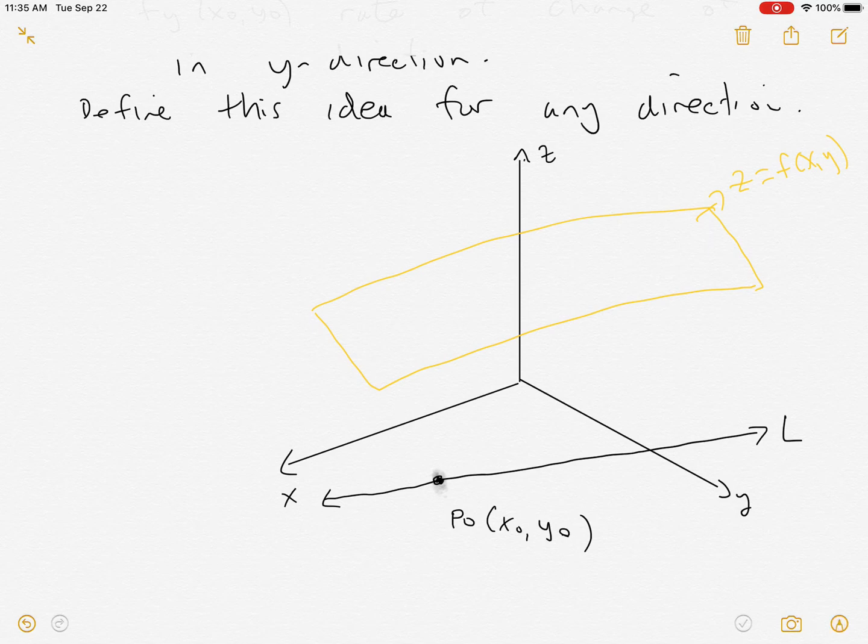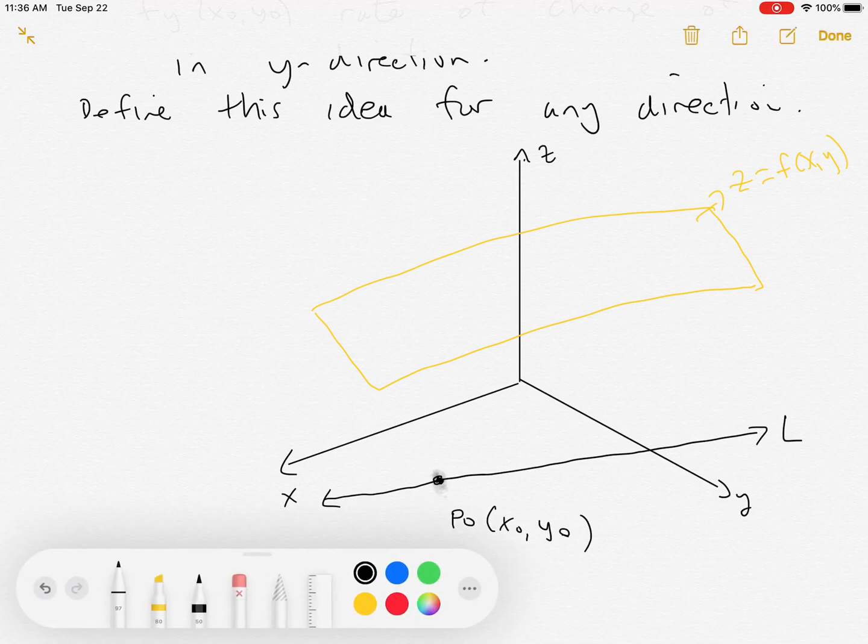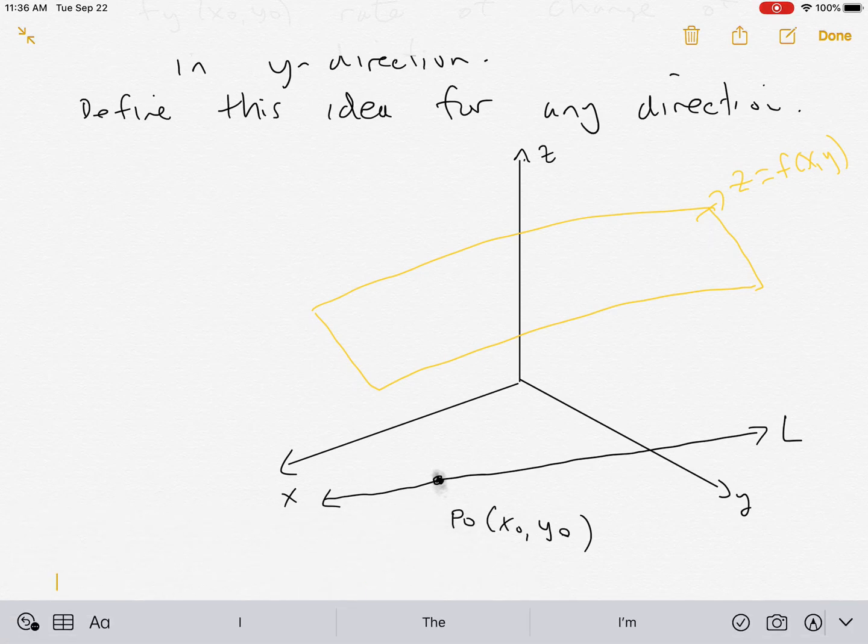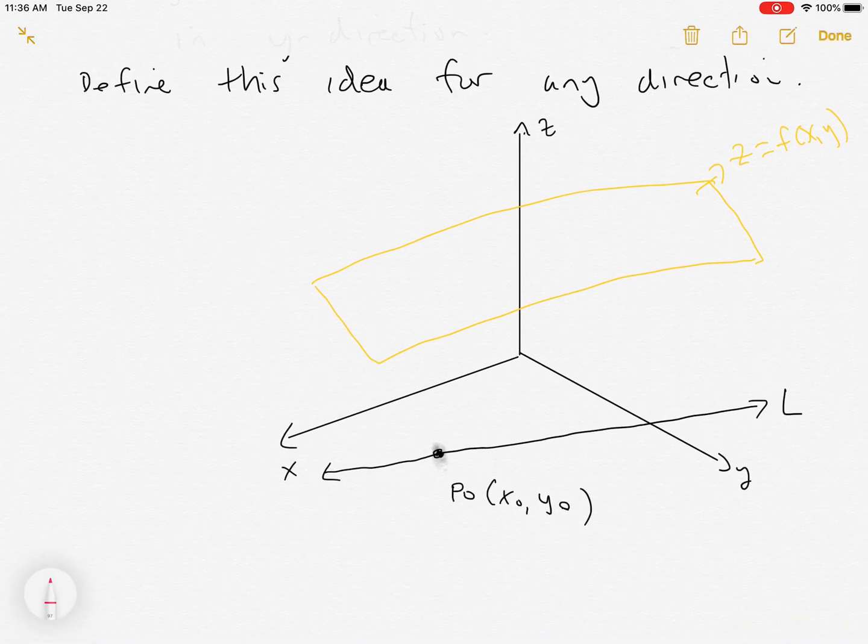Okay, so if we project the point P naught up, it intersects the surface z at some point x naught, y naught, z naught. And this is just f of the point, the point x naught, y naught, z naught. I'm sitting here trying to point with my pen and no one can see it.